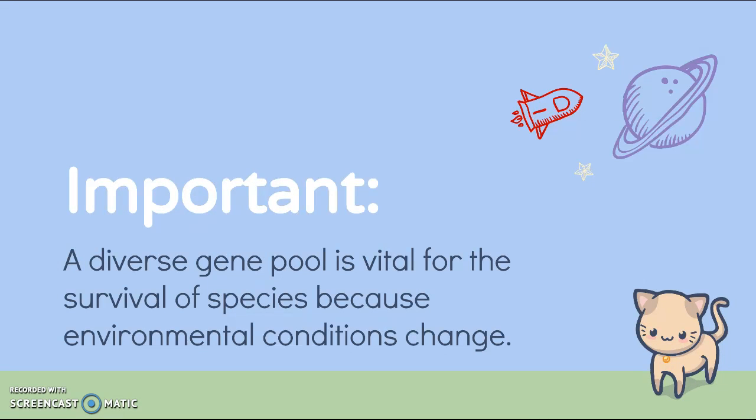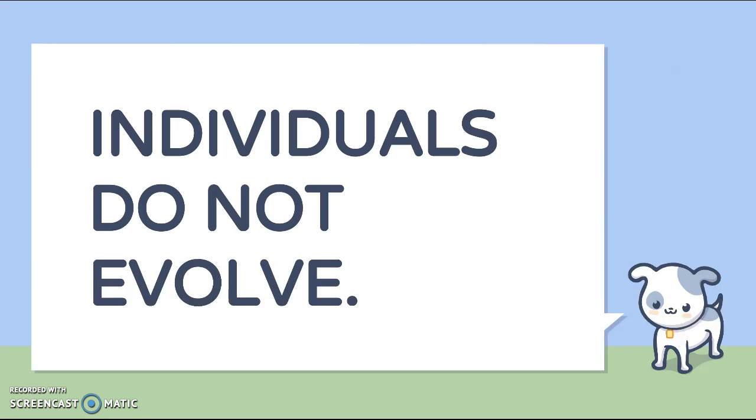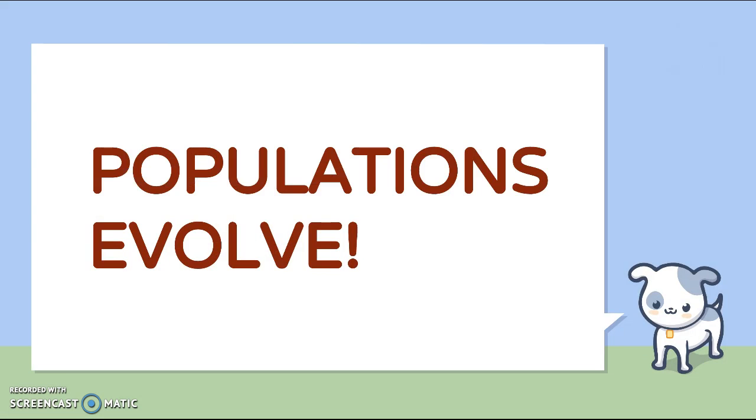An important thing to remember, too, when we're talking about natural selection is a diverse gene pool is vital for the survival of a species because environmental conditions can change. In one situation, an organism that maybe has a certain type of camouflage would be more fit, but then the environment can change, and we'll talk about the peppered moth example, and then that certain phenotype is no longer the best one for the environment. So, very important, individuals do not evolve. I cannot evolve, but populations evolve. So a population of organisms can evolve over time. Individuals themselves do not evolve.